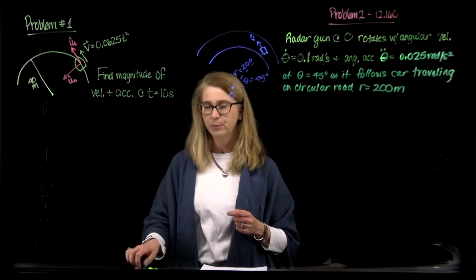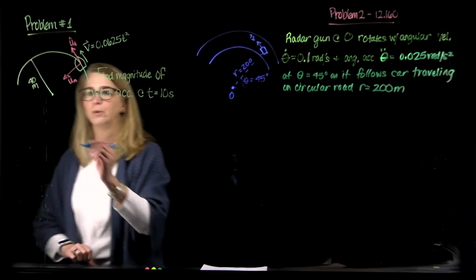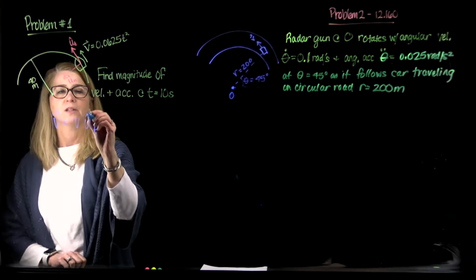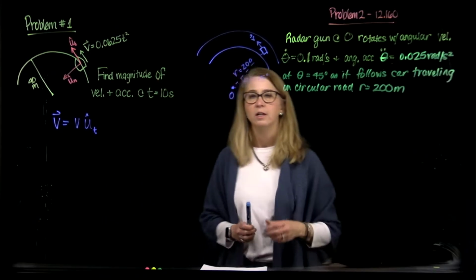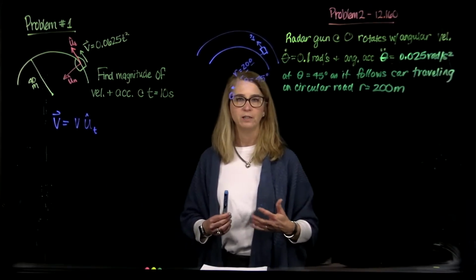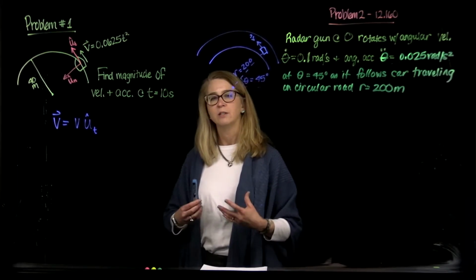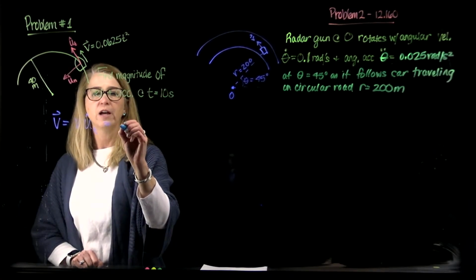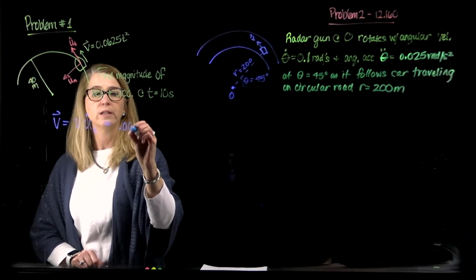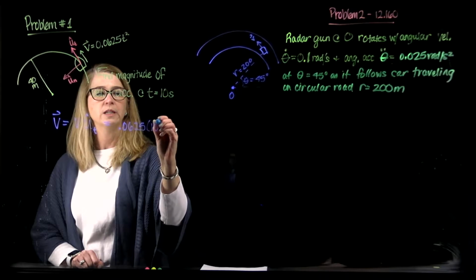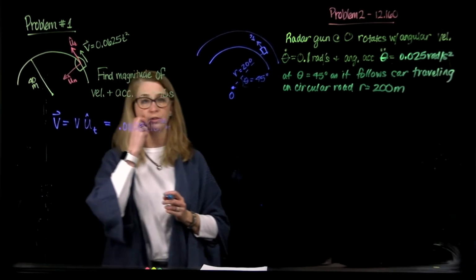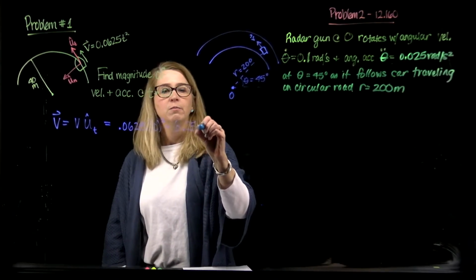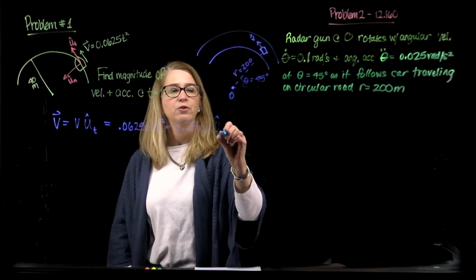What we're asked to find is the magnitude of the velocity and the acceleration when t is equal to 10 seconds. We should recognize that the velocity vector that we write in tangential and normal components is given as the magnitude of the velocity, which is the speed, times the tangential unit vector. So we take the 0.0625 and put in 10 seconds, squaring the 10, and that gives us a speed of 6.25 meters per second in the tangential direction.